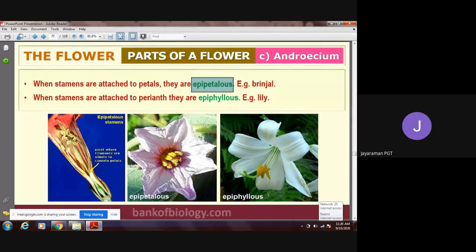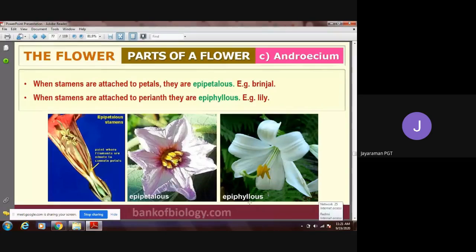In case not petal, no perianth is there. Perianth, I said, is in monopod. In monopod, it is perianth. If it is attached to the perianth, it's not sepal, it's not petal. It is known as epiphyllous. Epiphyllous, epipetalous. The condition is the same, but the structure where it's attached is either on petal or perianth.